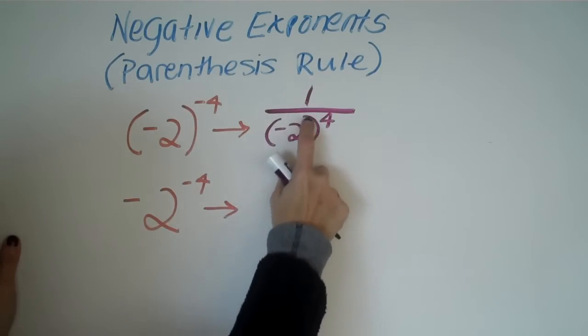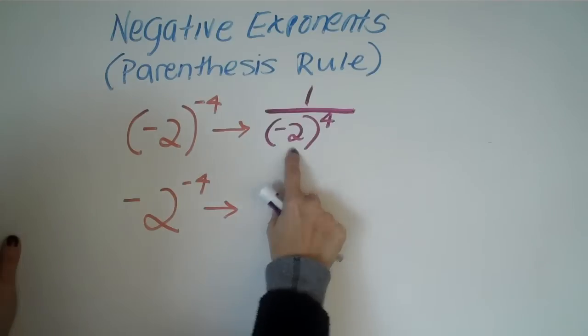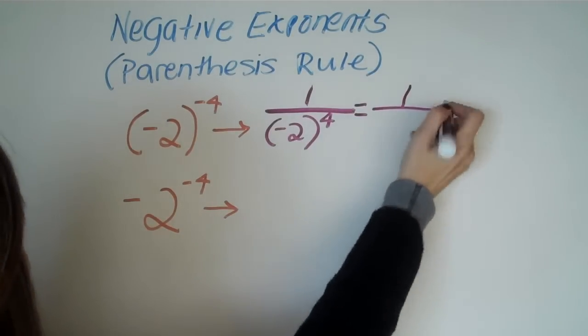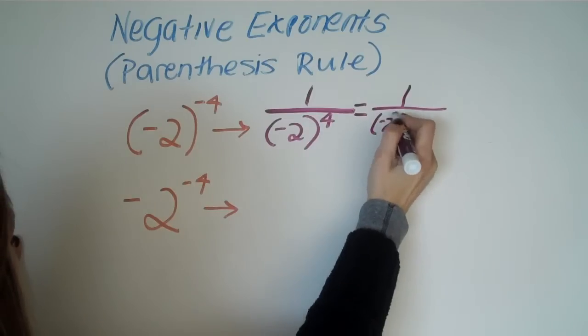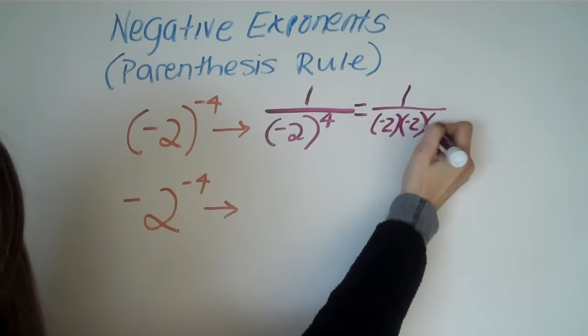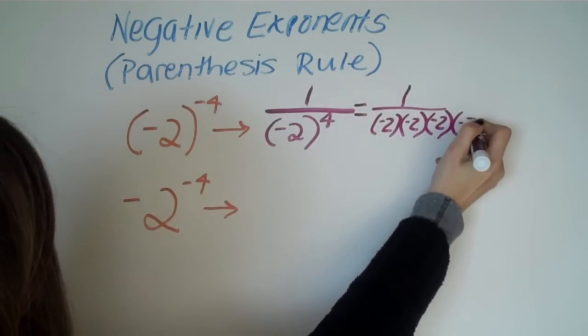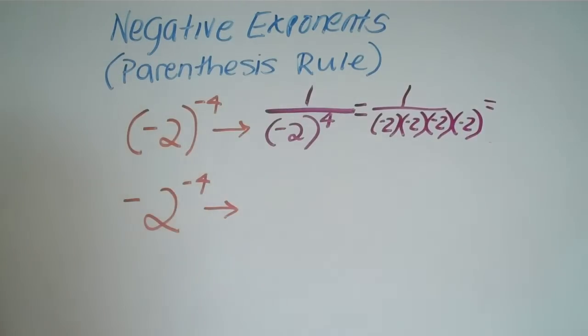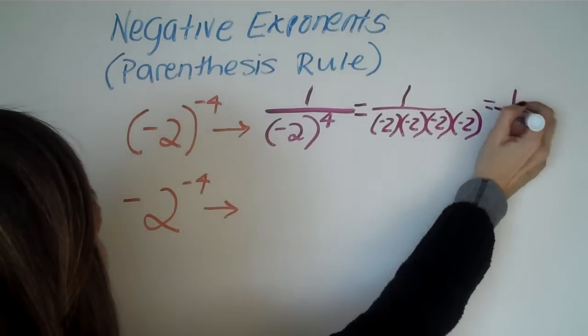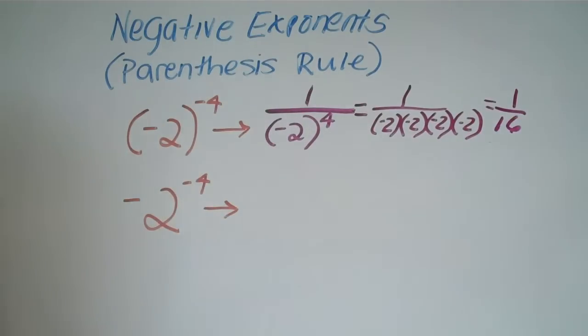Now, because there's the negative within the parentheses, what gets repeated is 1 over negative 2 times negative 2 times negative 2 times negative 2. And then when we multiply all of that out, we get 1 over 16 as our answer. We know we have an even amount of negative numbers, so we have a positive answer there. So negative 2 to the negative 4th power is 1 over 16.